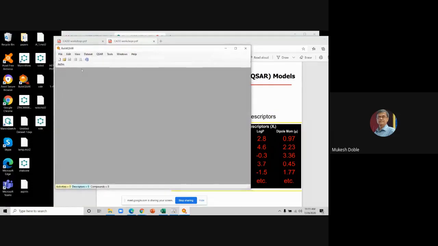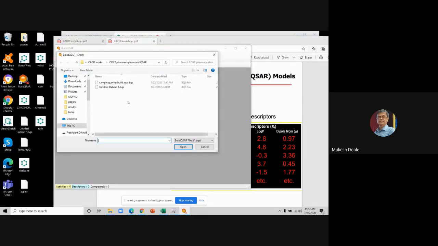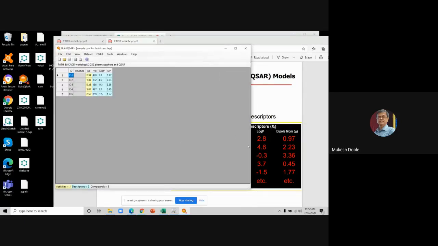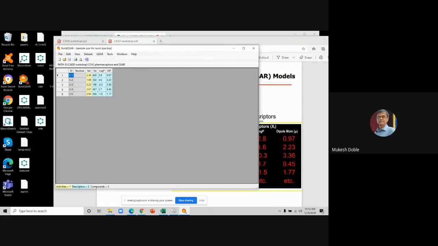So I had already saved the 5 data points. You can see this same problem of ours. The volumes are given, activity is given in yellow, volume, log P, dipole, they're all given. So I saved it. If I have more molecules, it will come in rows 6, 7, 8, 9, 10, 11. If you have more descriptors, you will have more columns here on top. So this can do a lot of nice things.